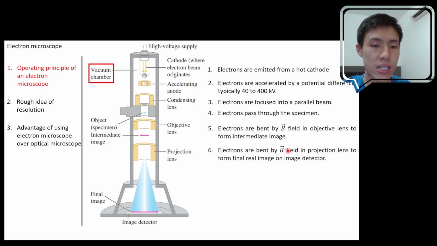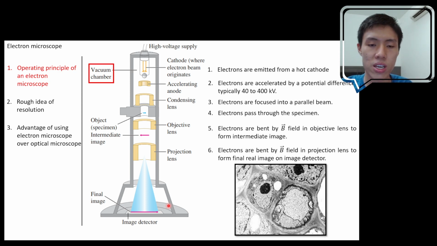They will be bent again by a magnetic field in the projection lens. After passing through the projection lens, being directed by the magnetic field inside, the electrons that come out will be incident onto an image detector over here. There are many types of image detector. You can put a scintillator over there, which is something that can detect electrons, or you can put some kind of sensor over there. From there, you're able to form this kind of image in your computer.